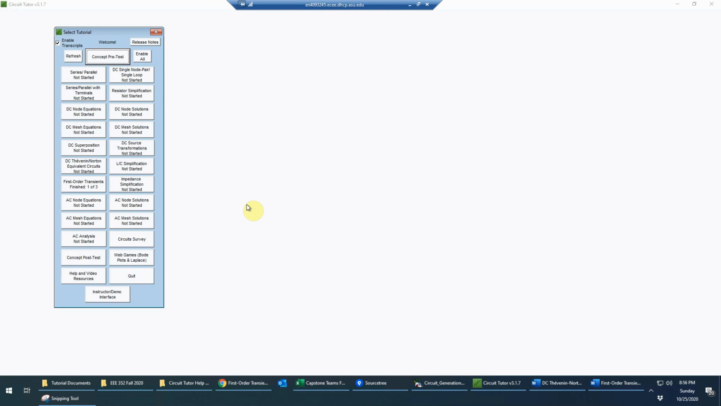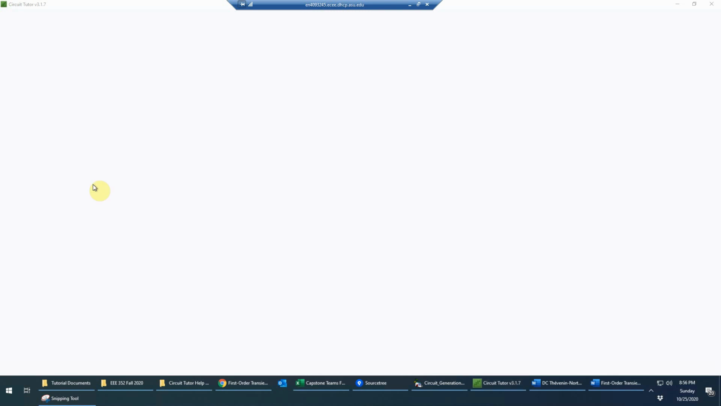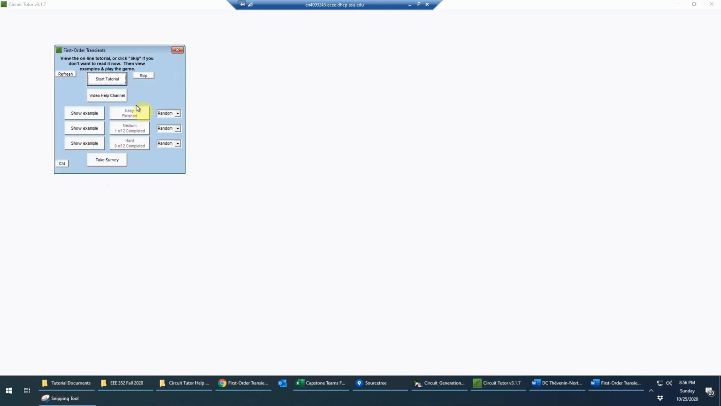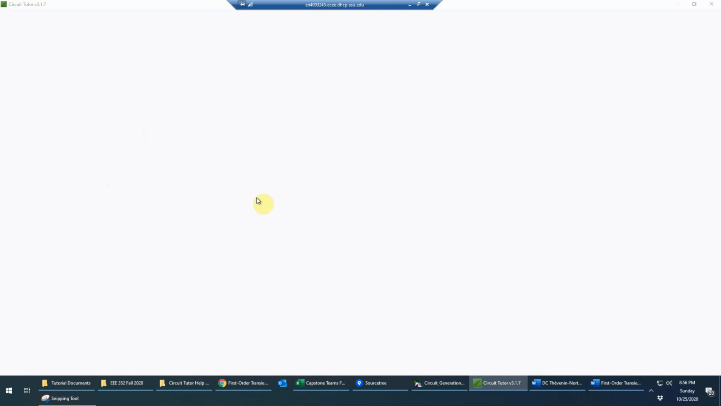This is an example of a medium level problem on the first order transients game in Circuit Tutor. So we're assuming that the tutorial has already been viewed here, and this is going to be specifically problem type 2, or an RC type of circuit.